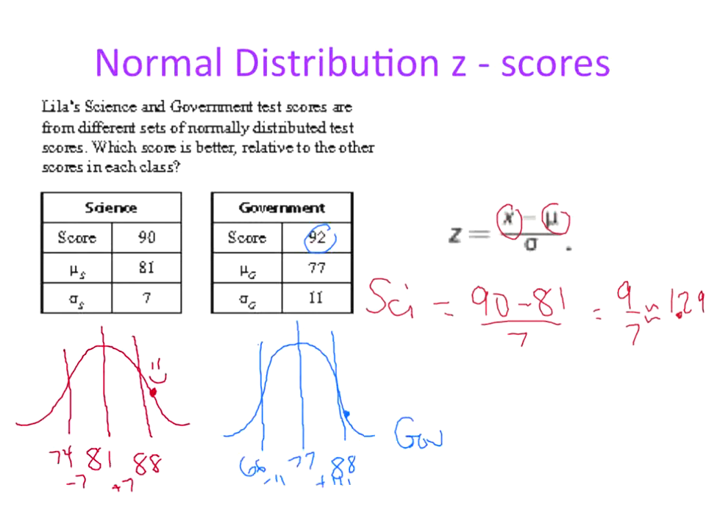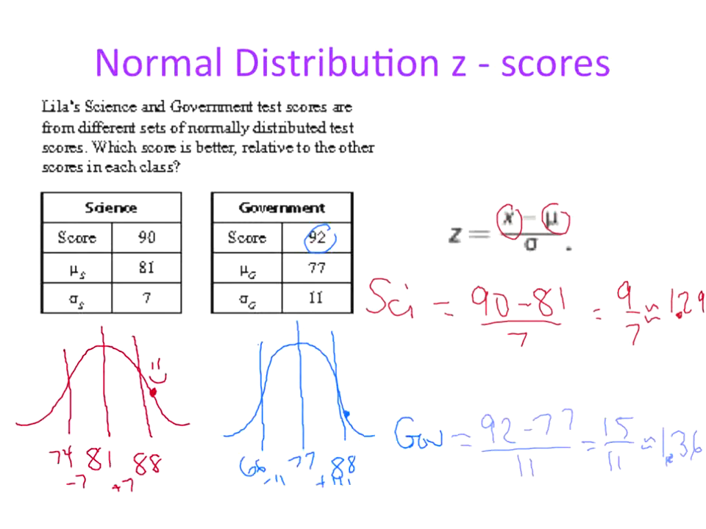Now let's try government. In government, your score was a 92. We're going to subtract our average and divide by 11. So I'm going to get 15 divided by 11, which is about 1.36.